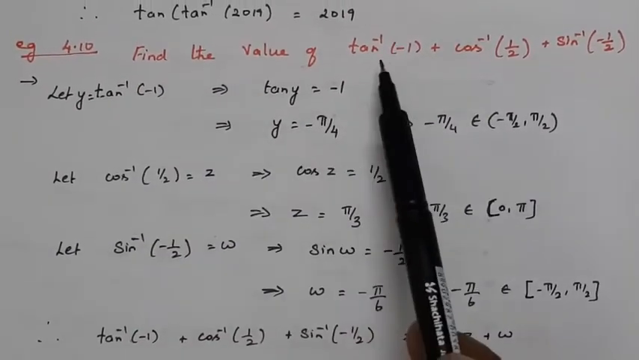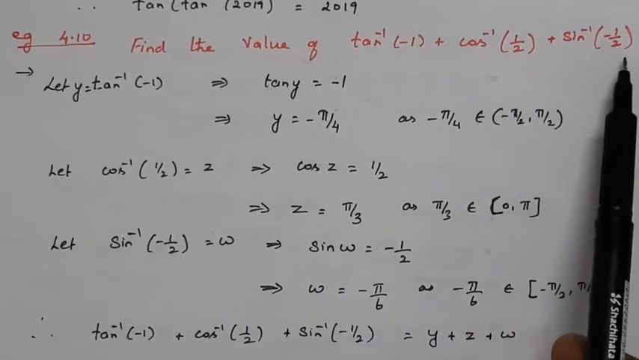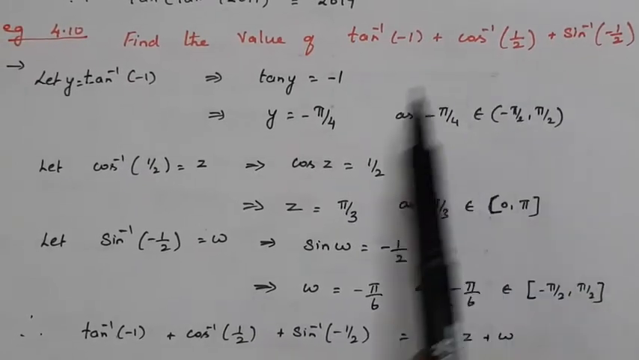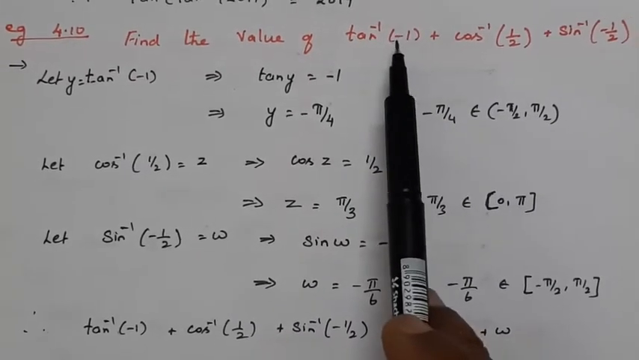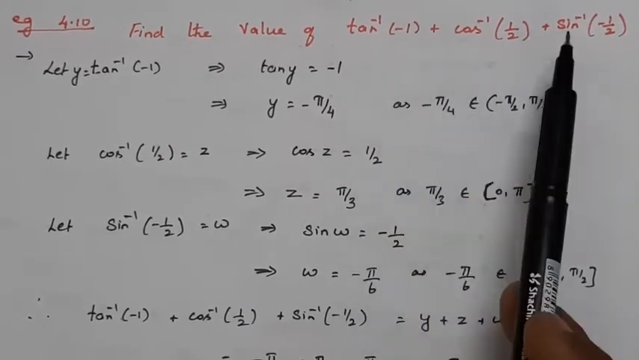4.10. Find the value of tan inverse of minus 1 plus cos inverse of 1 by 2 plus sin inverse of minus 1 by 2. So this is very simple. This will be a 3-mark problem, right? So find the corresponding value of this one, and then for the second term and third term, and then sum up, you will get the required answer.